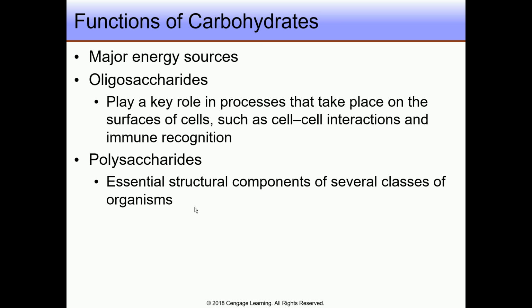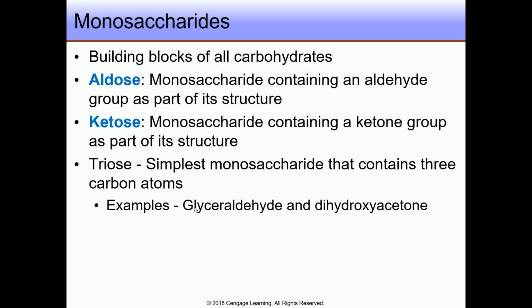The monosaccharides are basically the building blocks of carbohydrates. They can be of two kinds: aldoses or ketoses. If the functional group present in the monosaccharide is an aldehyde group, then the sugar is called an aldose sugar. And if the functional group is a ketone group, then it is called a ketose sugar.